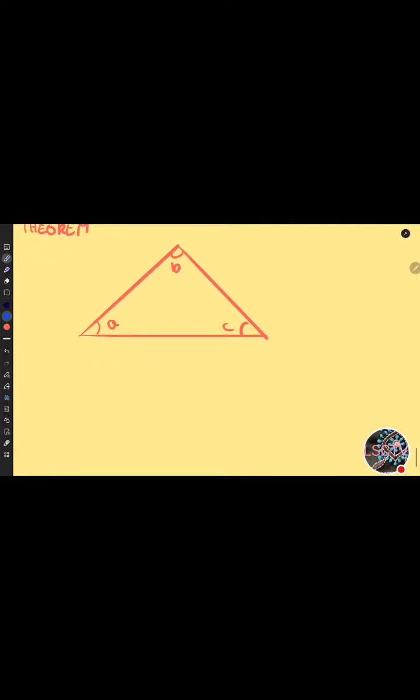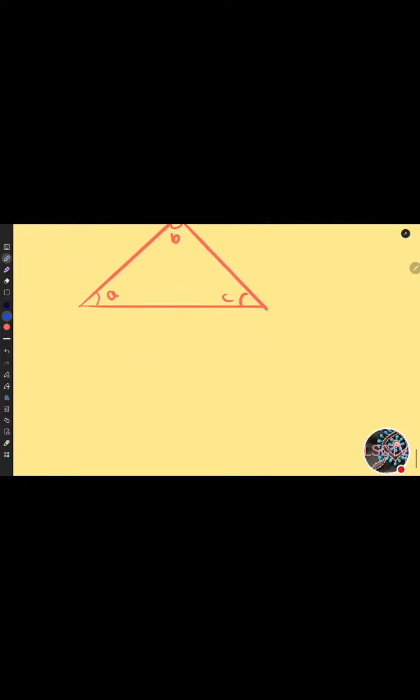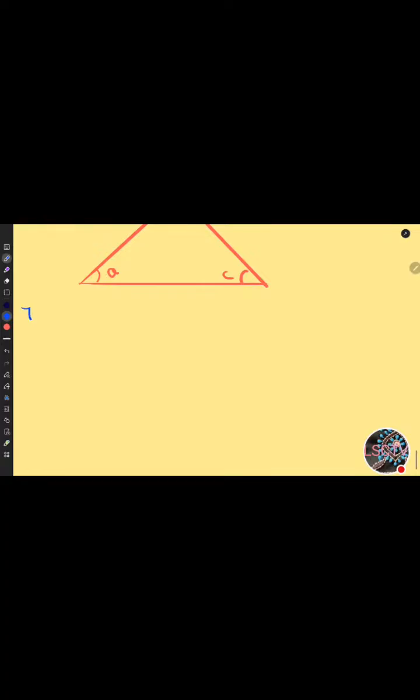Okay. Now, problems. No, this is not our last theorem. Second theorem: angle A plus angle B equals angle C. The exterior angle equals the sum of the two opposite angles. Fine. Understood, everybody? Understood? Got it? Chalo.